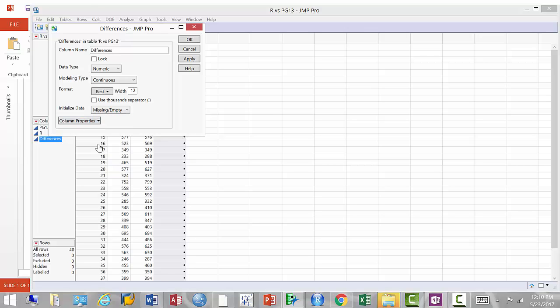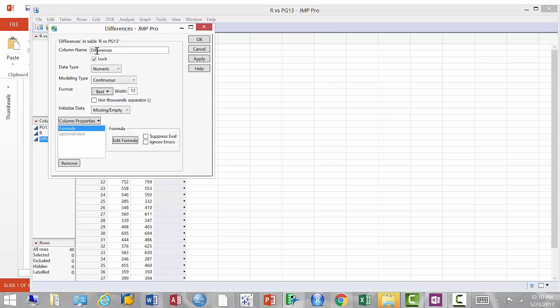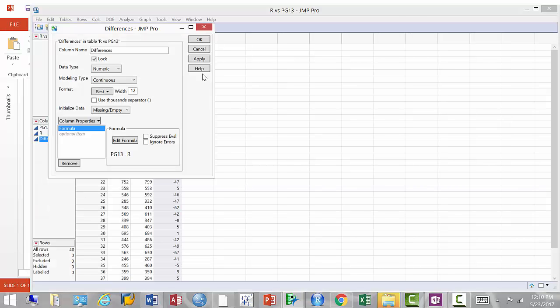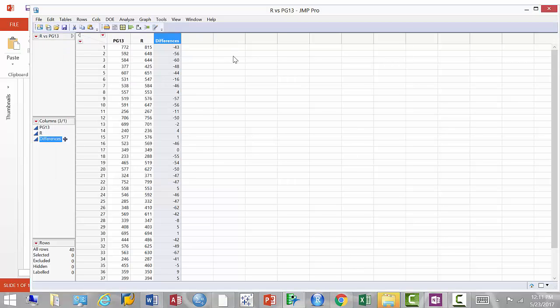All right, so column properties, I have to go to the formula and edit formula, and the formula is simply what? PG-13, so I'm going to have to click PG-13 minus R, okay? Just like that. Difference between the two columns that I have. And then I click OK. And here are the differences.